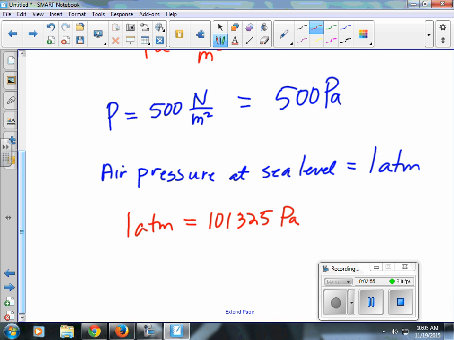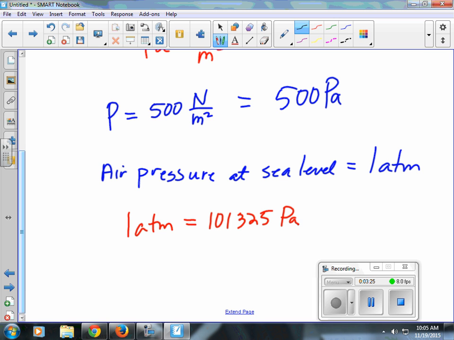So right now, our air pressure is 1 atmosphere, or it's 101,000 Pascal. So what does that mean about a Pascal? How big is a Pascal? It's small. It's not very much at all, right? Okay, so what about this pressure right here? This 500 Pascal? How many atmospheres would that be? Can we do a conversion?